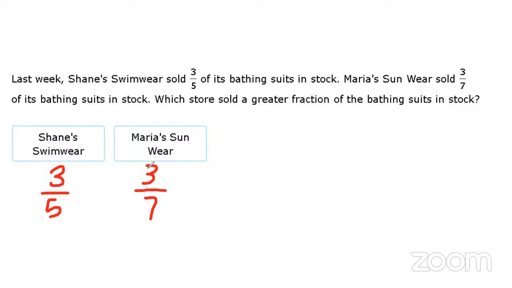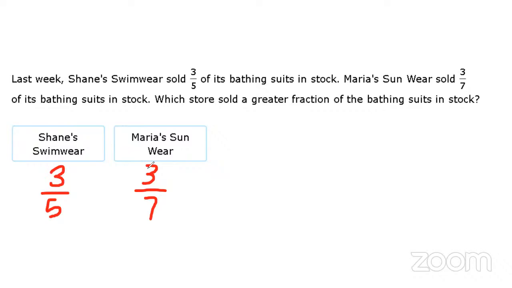Nordia says Maria's Sunwear because the numerator is the same. So you have to look at the denominator to see which one is higher. All right. Ramona says Shane's because the LCM of both numbers is 35. So Ramona, you're doing a long workout there.